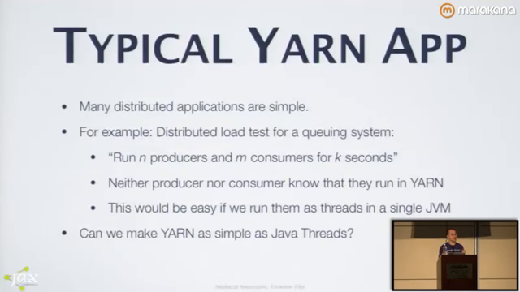Or actually, the tasks that I write, I don't want them to be aware of Yarn, right? Because if I write my task in a way that it has to be aware of Yarn, it makes it really difficult to write, for example, unit tests or small-scale tests or integration tests, because you always need a full-scale Yarn cluster to run your task, right? Which is not desirable in most scenarios. So that's why we think, can we actually make writing applications on Yarn as simple as writing Java threads?